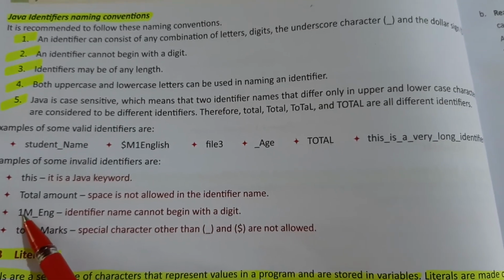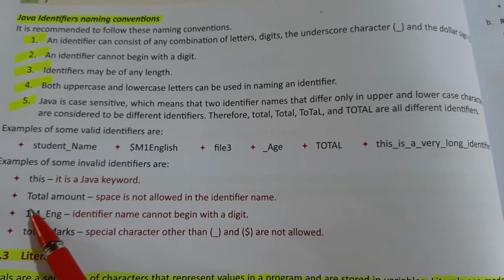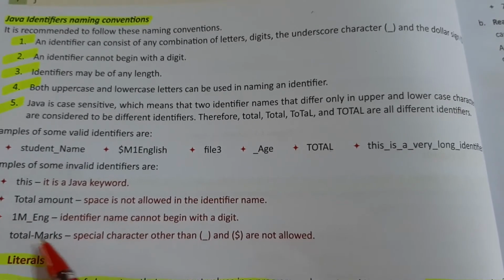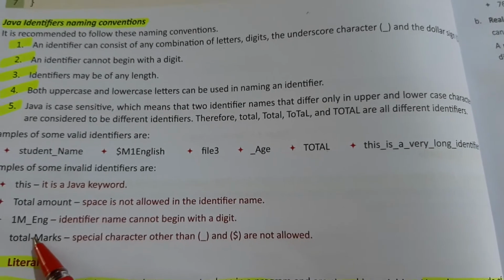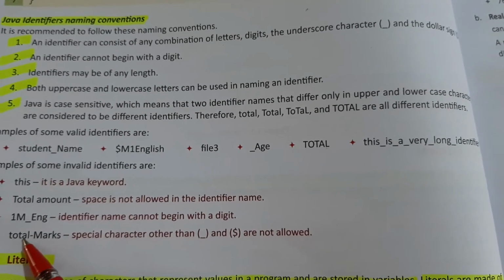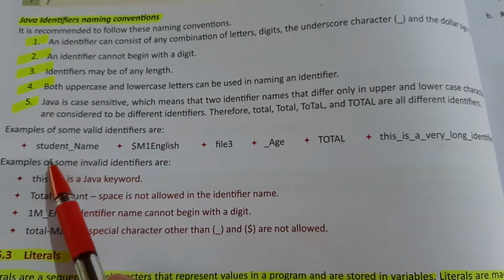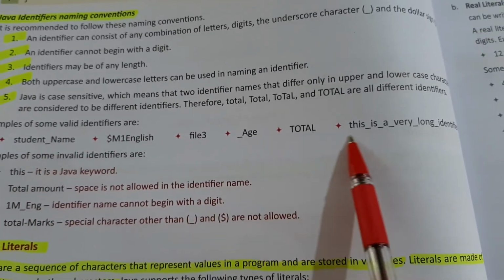Now here the first thing that is given as 1, we cannot write this. The 1 has to be given at the last. In total marks, you can see that it is given as a hyphen, it is not an underscore. So these are the invalid identifiers, and whenever we mention them like this, then this becomes a valid identifier.